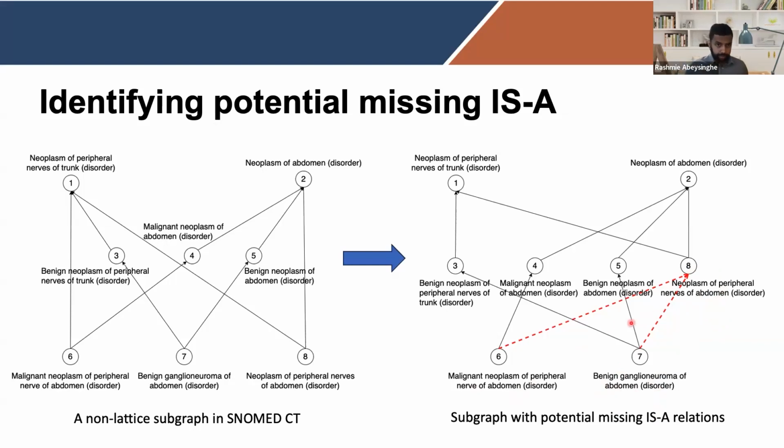So these potential missing Isa relations may make some of the existing Isa relations redundant. For instance, you had an Isa relation initially between 6 and 1, but that is implied through 6 and 8, the new Isa relation, as well as 8 and 1, the existing Isa. So some of the Isa relations have been removed because they are implied by existing Isa and potential missing Isa.